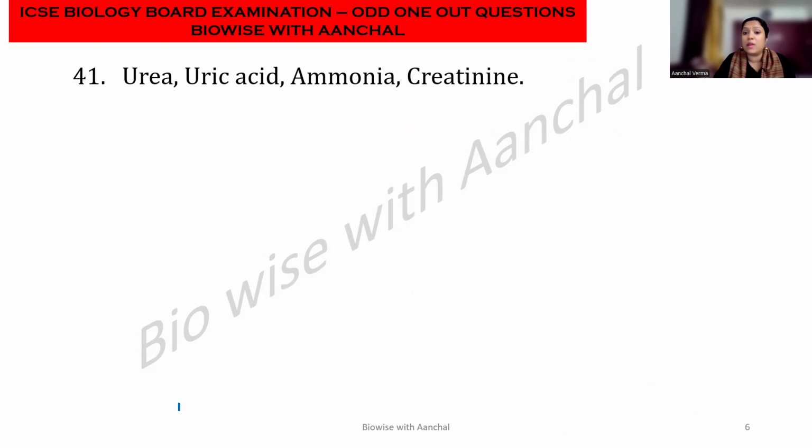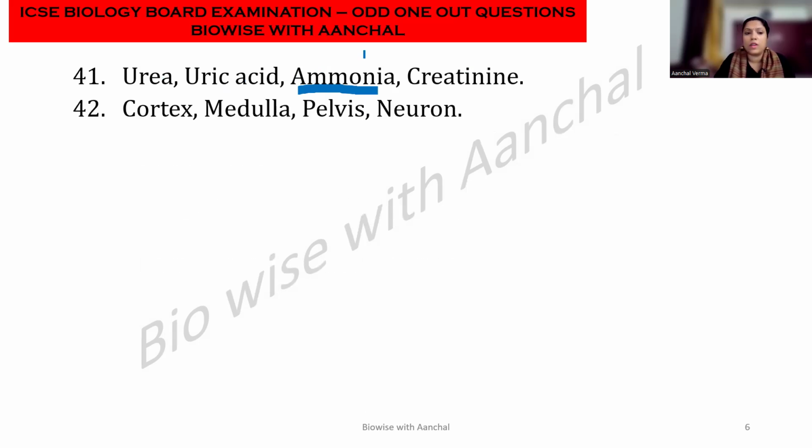Urea, uric acid, ammonia, and creatinine. Now here there are chances that people can pick creatinine and write that the rest are nitrogenous waste. Correct? But another answer can be ammonia, because we do not produce ammonia in our body. Ammonia is converted into urea in our liver, right? So that is the reason all are the components of human urine. So ammonia is the odd one out, and the rest are the components of urine.